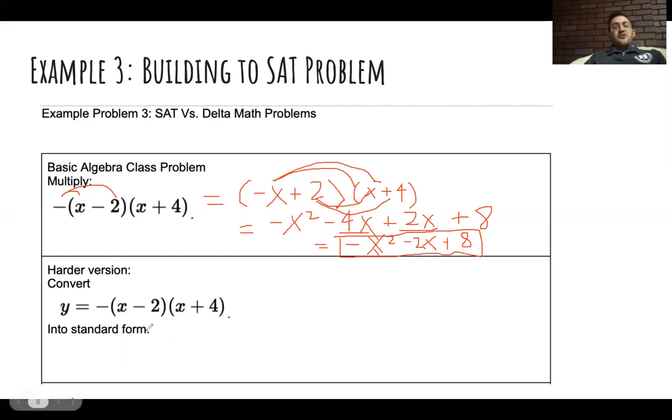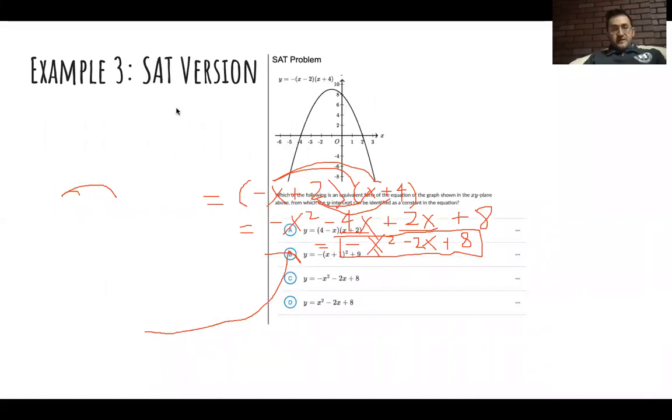And the harder version is convert into standard form. And it is the exact same solution, believe it or not. Now, here's the SAT problem. So I'm just going to change to the SAT version of this type of problem. And I'm just going to internalize the answer we got on the previous page. So I got negative x squared minus 2x plus 8. And let me just erase everything for the computations.